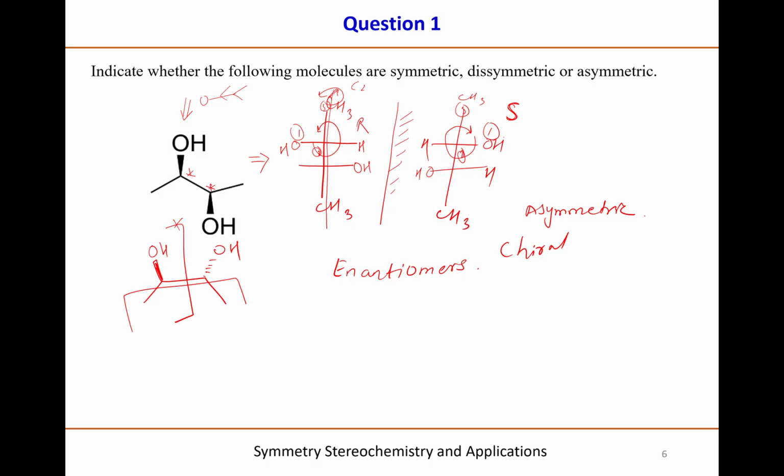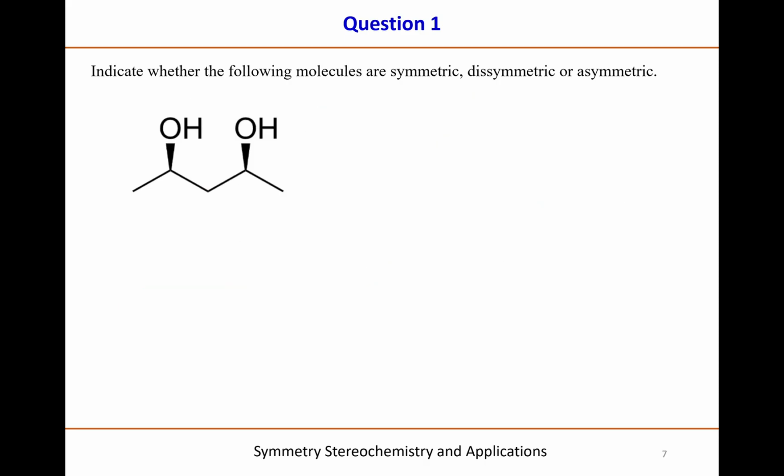Next example. In this molecule, again we have two chiral centers. In the previous case also we had two chiral centers. Here also we have two chiral centers. So we will write the molecule in the Fischer form first. CH3, CH3, and three carbons are in between.